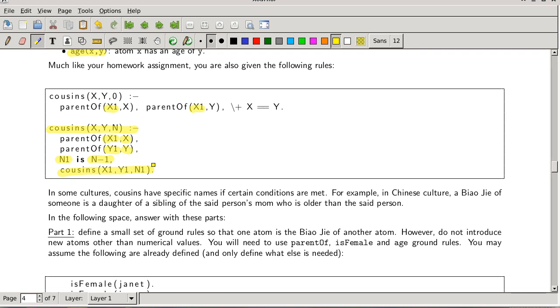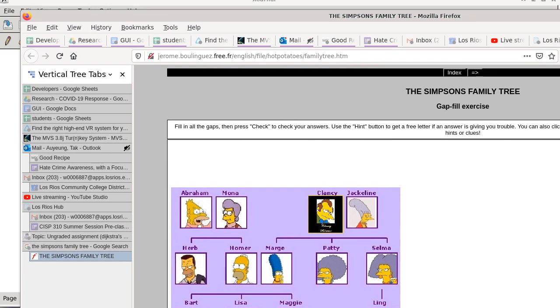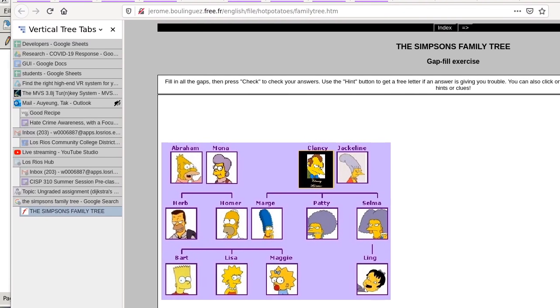Does everybody understand this? Yes? No? Maybe? I sense some hesitation. So what I would do is, I thought I had it somewhere. Oh, I still got it here. There we go. All right, so I'm going to put this over here. This is the Simpsons family tree.